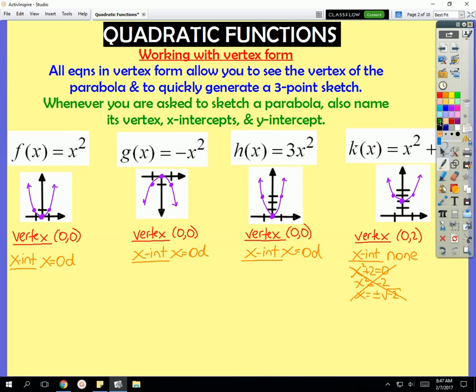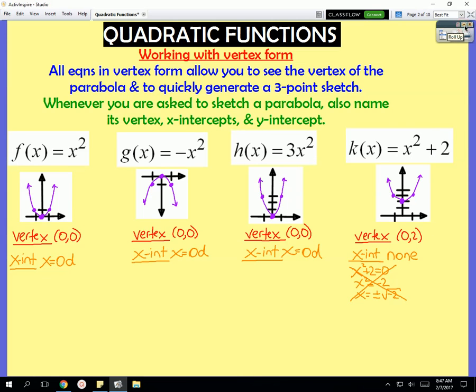So now let's move into the y-intercept. And again, the y-intercept is just the point 0, 0 on these first three, because the y-intercept and the vertex are one and the same. And on the last one, the y-intercept and the vertex are also the same, since the vertex is still on the y-axis. So if all you do is move a parabola up or down, its y-intercept is going to match its vertex.